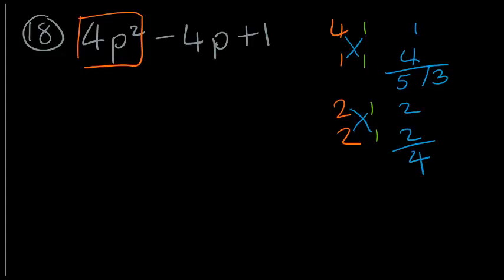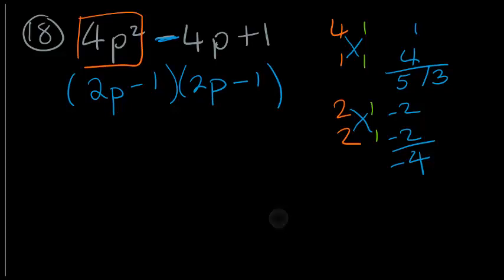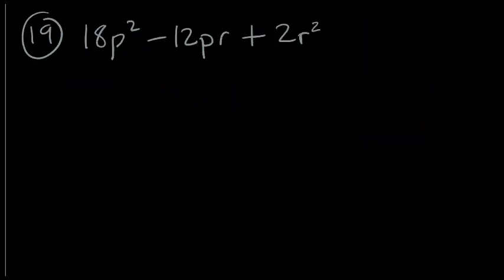That's brilliant. I want minus 4. So minus 2 gives me minus 4. My bracket ends up being 2p minus 1 multiplied by 2p minus 1. That's your final answer. Next question.